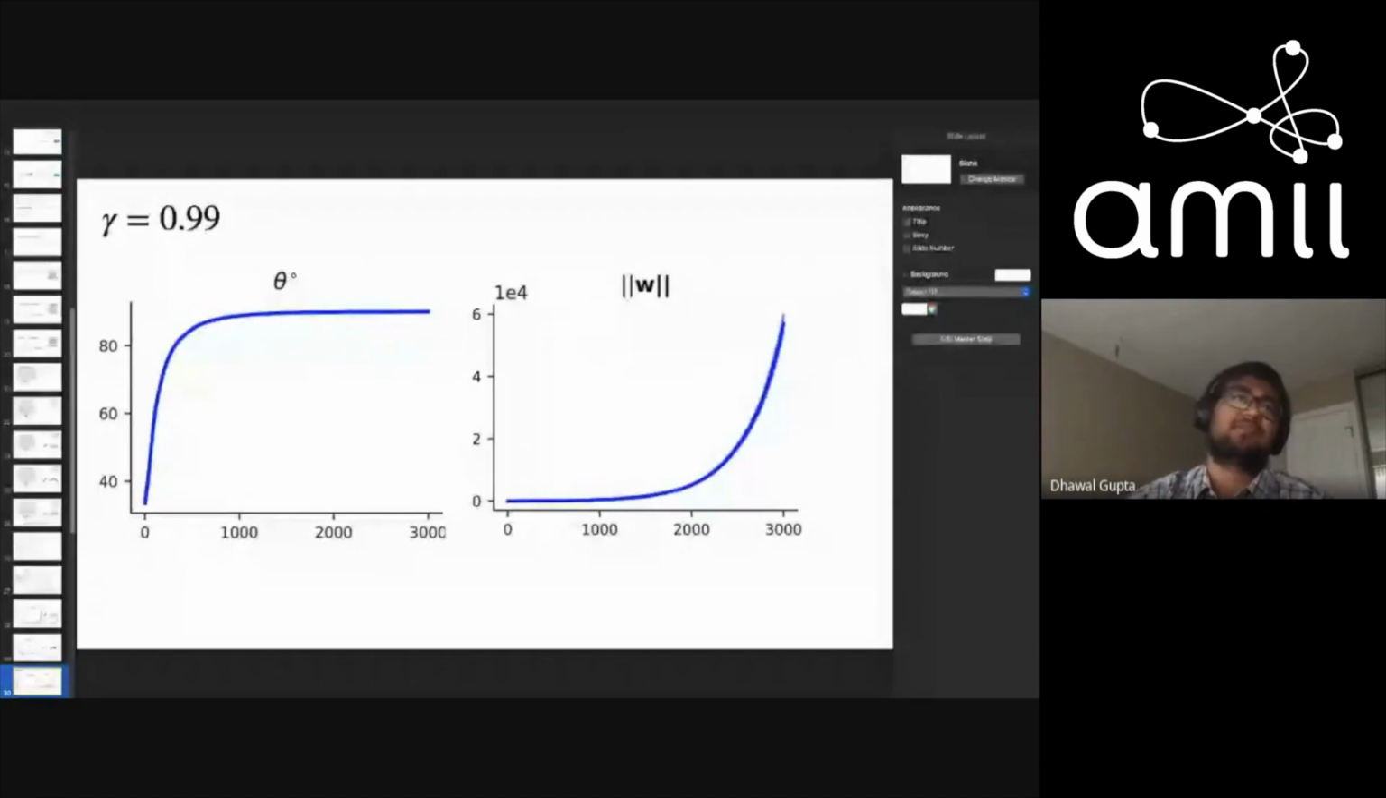Yeah, and in the case of divergence, we actually see that the angle goes to 90 degrees from the solution vector. This is the angle of the weight vector to the solution vector, and the norm also goes to infinity. So it's not like the vector is trying to align to the right direction either.